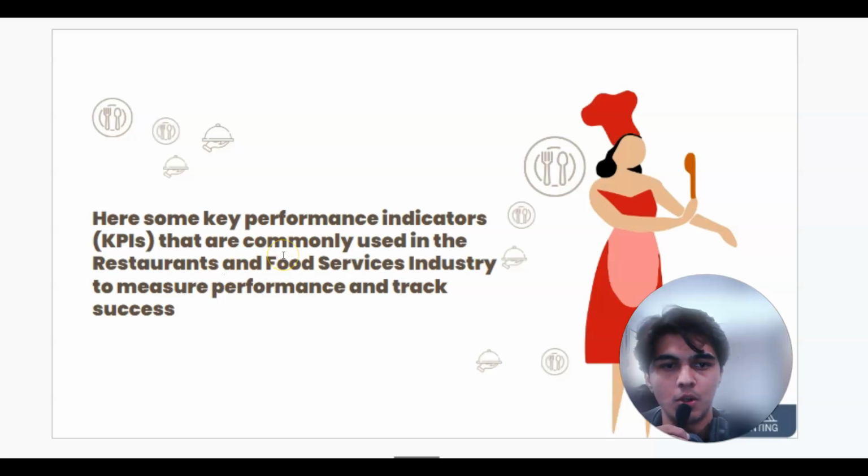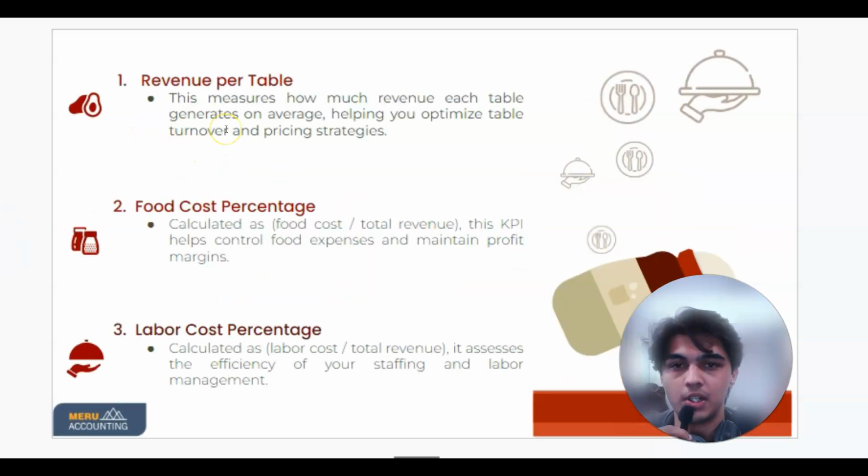So let's talk about some of the key indicators that will show the performance and track the success of this industry. Okay, so the first indicator will be revenue per table. This indicator will measure how much revenue you've been generating from each table, from one dinner on one table.